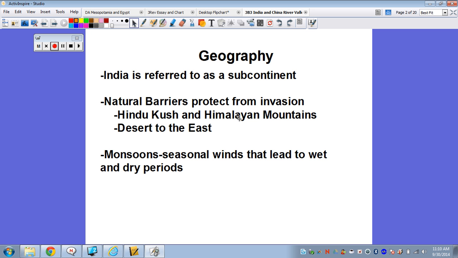So there's natural barriers that protect the Indus River civilizations from invasion. And we'll see that they actually grow somewhat isolated from other civilizations, although there is some trade that will happen we'll talk about. Monsoons are periods of seasonal winds that lead to wet and dry periods. So that's going to be a big thing in India. You're going to have big periods of heavy rainfall, and then that's going to be followed by big periods of just dryness. So the monsoon is something that the people in the Indus River had to deal with.